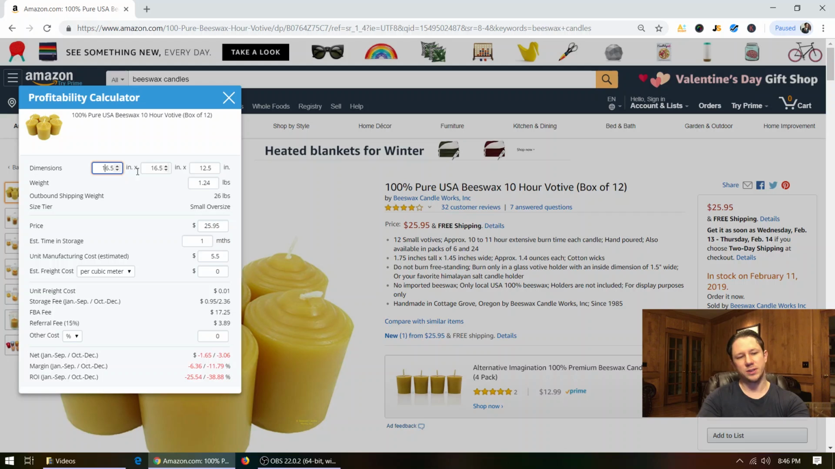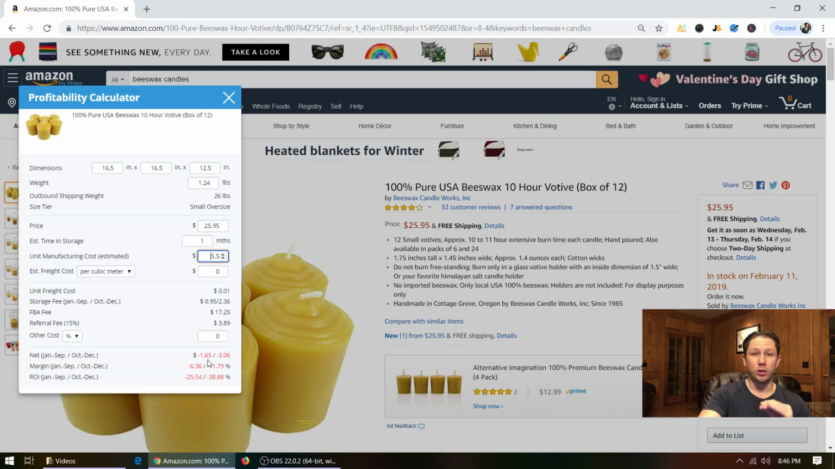So here, I had to adjust a couple of them, but the reason I wanted to do that is because I wanted to get to small oversize, okay? So we haven't changed anything else here. We haven't changed the price. We haven't changed the weight. It still costs $5.50, but that one change, look at the difference.